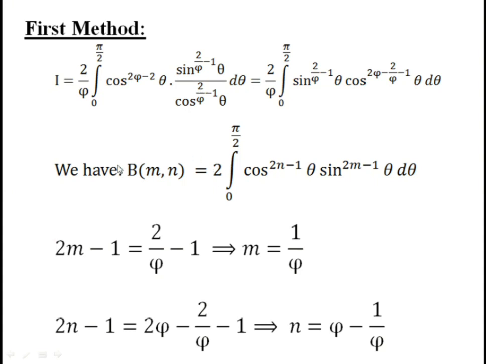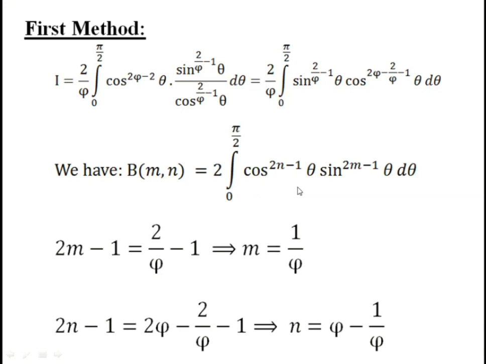We know that the Euler beta integral equals 2 beta(m,n) equals 2 times the integral from 0 to pi over 2 of cosine to the power 2n minus 1 theta multiplied by sine to the power 2m minus 1 theta d theta. Now comparing these two integrals, we can write 2m minus 1 as the power of sine equals 2 over 5 minus 1. So minus 1 and minus 1 cancel out. So 2m equals 2 over 5, and so m will be 1 over 5.